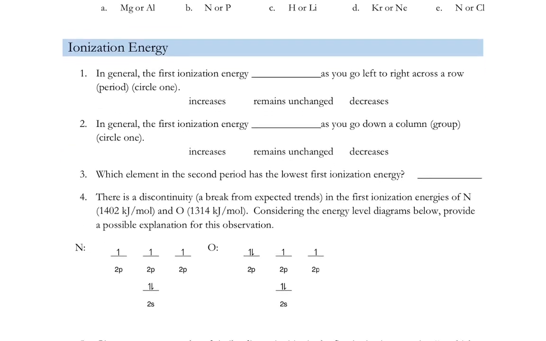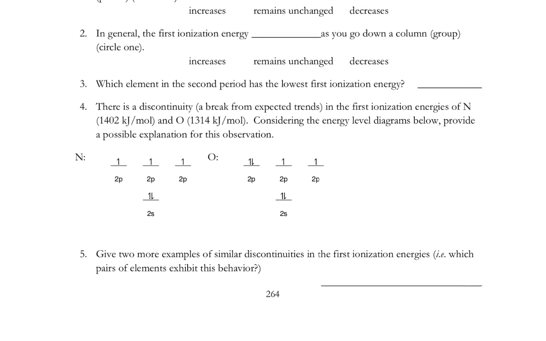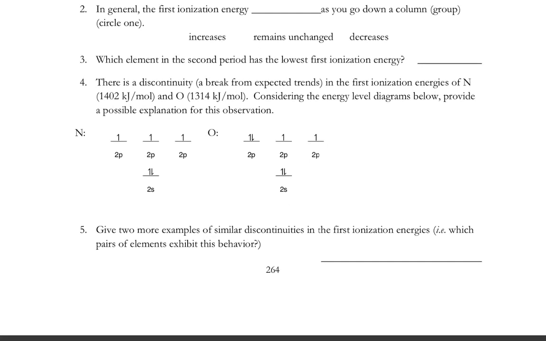Okay, next we have ionization energy, so it has to do with the trend. And for the first couple problems, number 4, it is giving you the valence electron energy level diagram for nitrogen and oxygen, and we're given the ionization energies for nitrogen and oxygen. Now, according to the periodic table trend, the value for oxygen should be greater than the value for nitrogen, but it's actually lower. So look at the energy level diagram and try to think of a reason why it's a little bit easier to remove an oxygen outer electron than it is a nitrogen one.